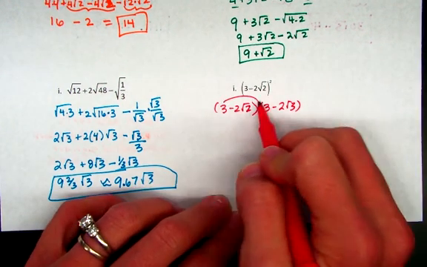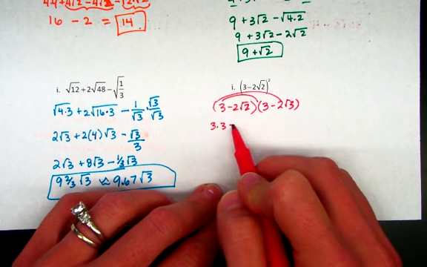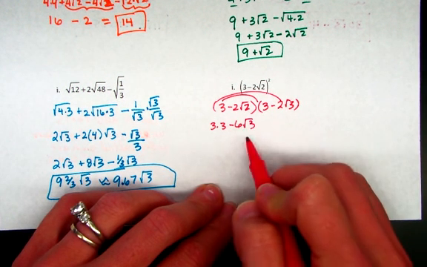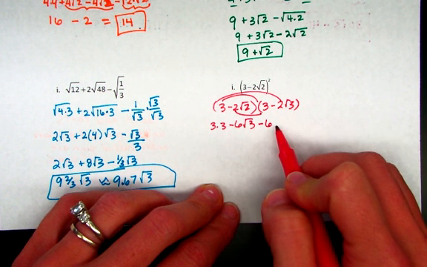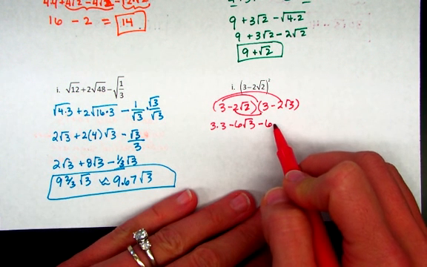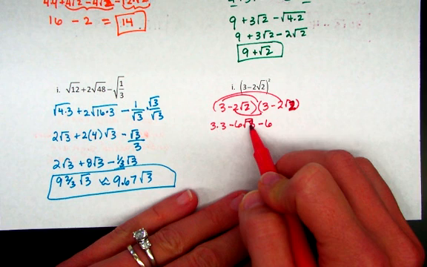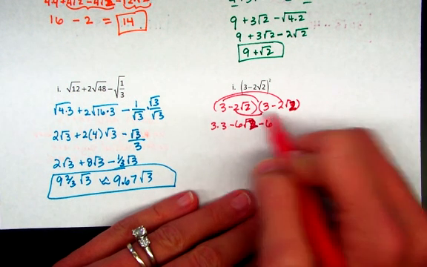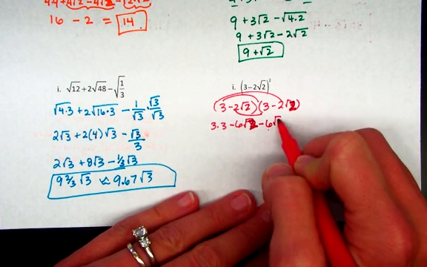So we need to distribute. 3 times 3. 3 times negative 2 is negative 6. Can't do anything with the root 2. Negative 2 times 3 is negative 6. Can't do anything with the root. How did I get a root 3 here? This should be a root 2. Gosh darn. Keep doing that. So 2 times 3 is negative 6. And then we have a root 2 left over.